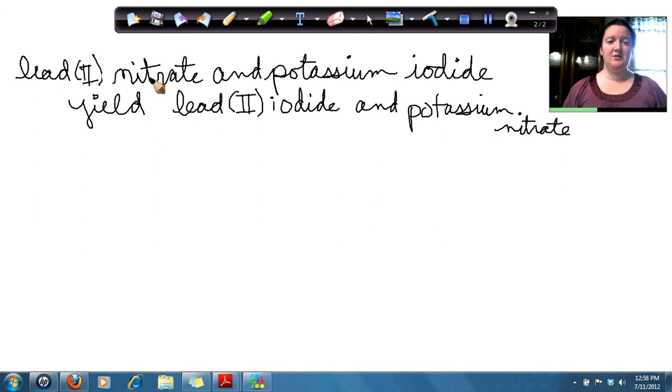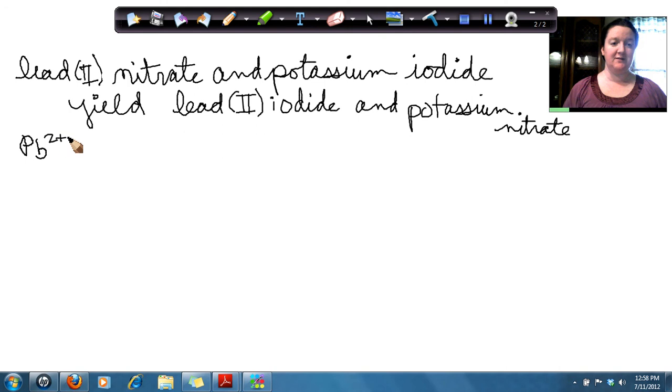Here we have lead 2 nitrate and potassium iodide yielding lead 2 iodide and potassium nitrate. Now it said in the question that we had aqueous lead 2 nitrate reacting with aqueous potassium iodide to produce solid lead 2 iodide and aqueous potassium nitrate. So I know that my lead has a +2 charge because of that. So I'm going to put this up here as a note to myself to write my formula.